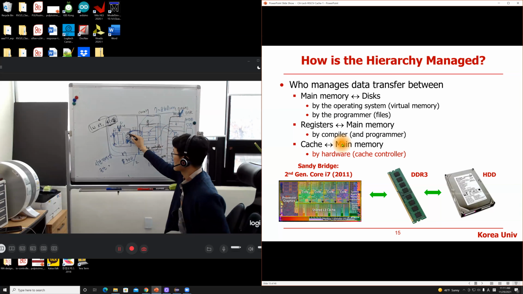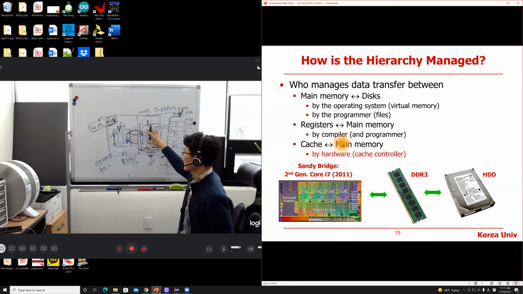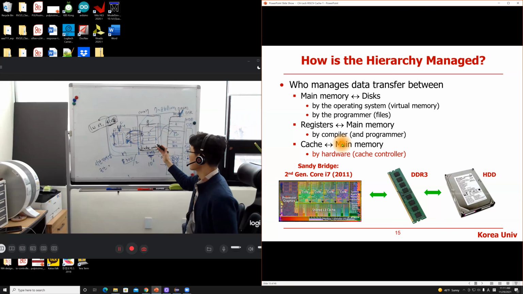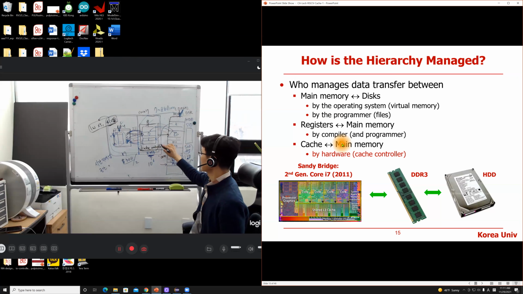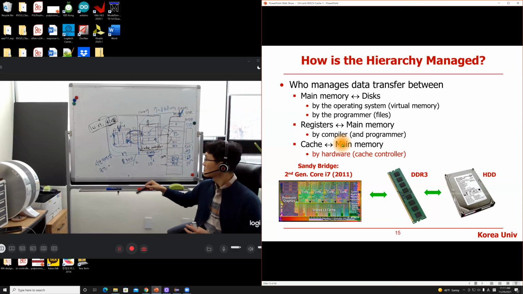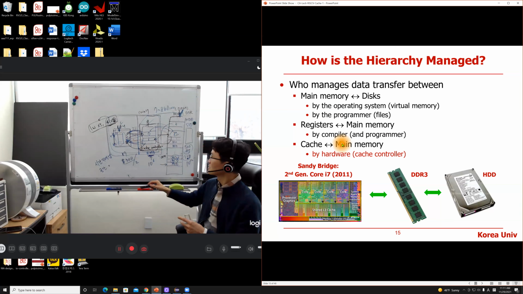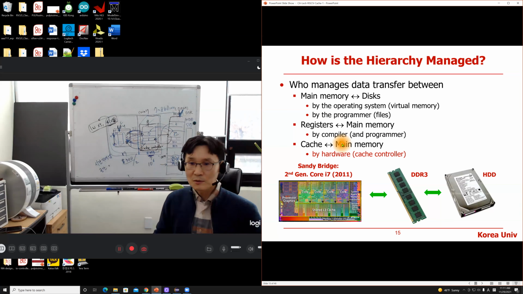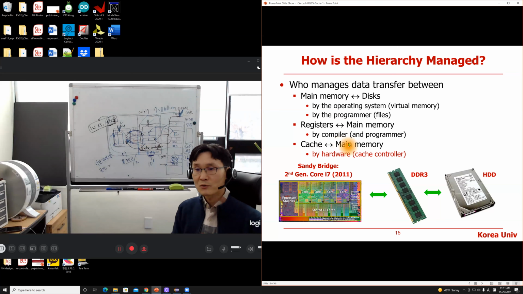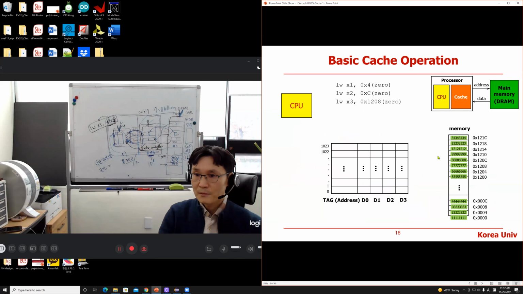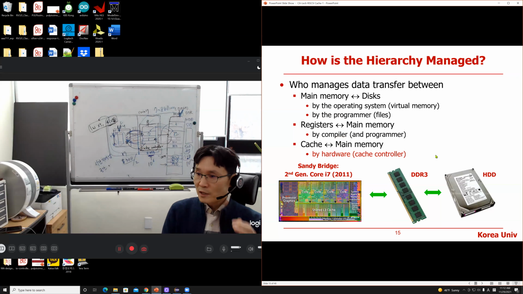So the CPU accesses some information, but the cache is not able to provide the data. Then the cache controller is initiated, right? That guy is accessing main memory and places some memory data into the cache. And then the cache provides that information to the CPU. So data management is done by hardware. You don't have to worry about that, right? That is good news, right? Any questions so far?